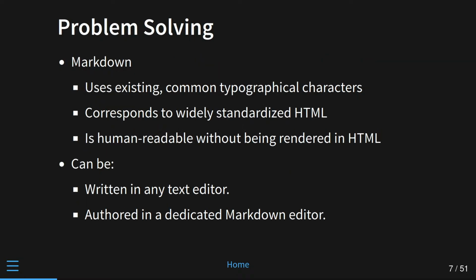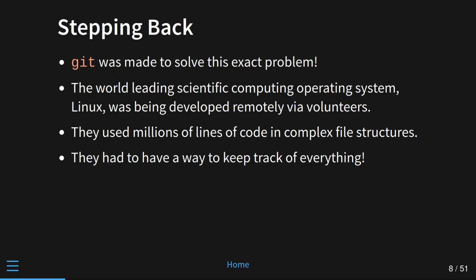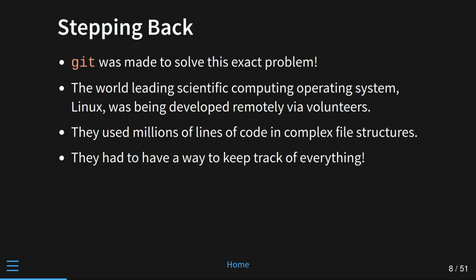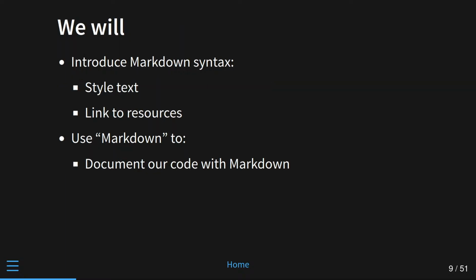We're going to do this in Markdown, and we're going to use existing common typographical characters. Specifically, I'm going to use things that I can hit on my keyboard with a single chord, so shift something usually, or alt something. I'm going to be able to turn it into HTML, and it is going to be human readable before and after I turn it into HTML. I'm able to write it in any text editor, and I can write it in a Markdown editor. Okay, so we're going to introduce Markdown.